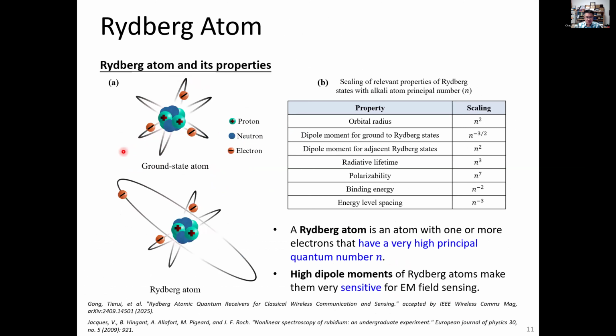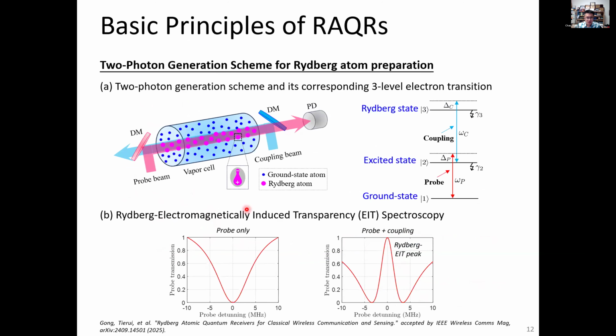If you look at this diagram at the top right, this is the standard atom, the normal atom where we have protons, neutrons, and electrons. However, for the Rydberg atom, one of the electrons gets excited to a very high energy state. You can see that this electron's orbit is larger than the others. This is what we mean by the Rydberg state. So a Rydberg atom is an atom with one or more electrons that have very high principal quantum numbers. This excited state makes these atoms very sensitive to electromagnetic field sensing, that is, their response to the EM wave.